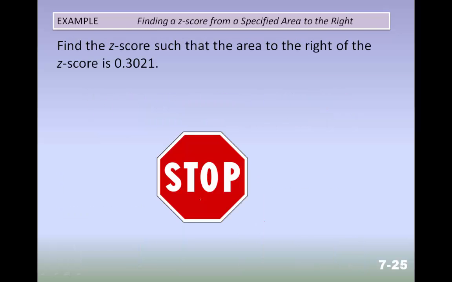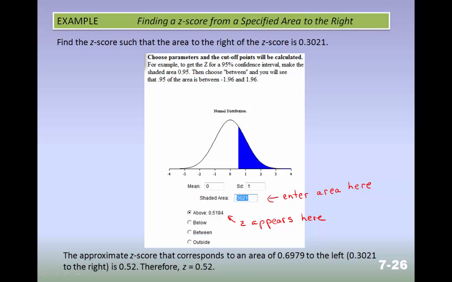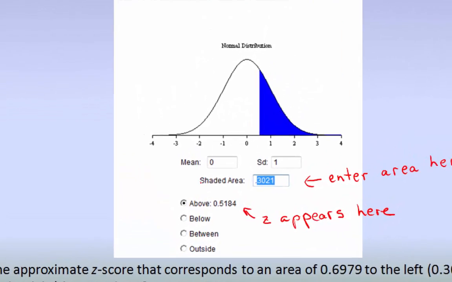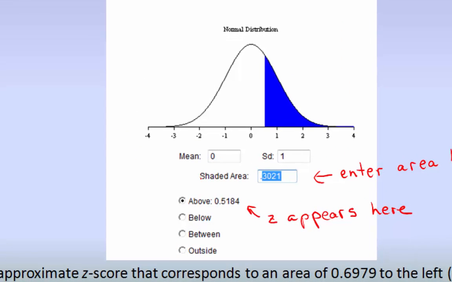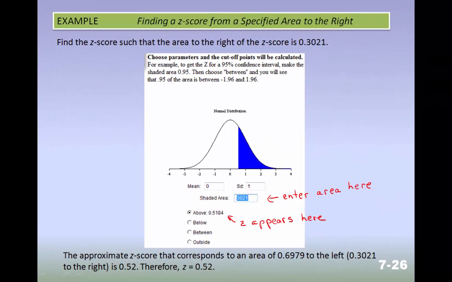Find the z-score such that the area to the right of the z-score is 0.3021. See if you can do this before you advance to the next slide. So we put in our area of 0.3021, click above, and it tells us that the approximate z-score that corresponds to an area of 0.6979 to the left, or 0.3021 to the right, is 0.52. Therefore, z is equal to 0.52.